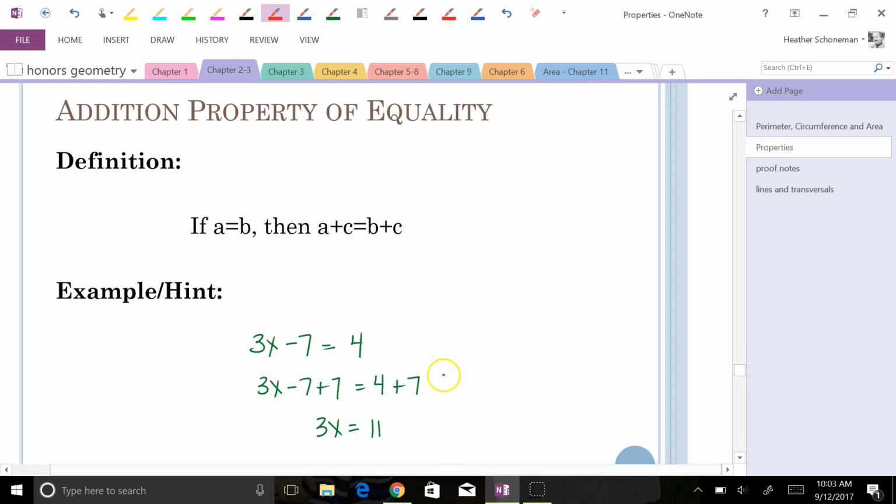Now, when we do these in our proofs later on, this line will not be written. We're just going to go from step 1 to step 3. Okay? But that's the addition property of equality.